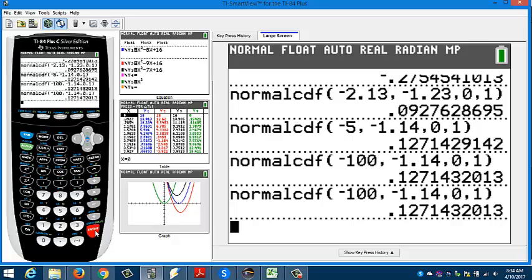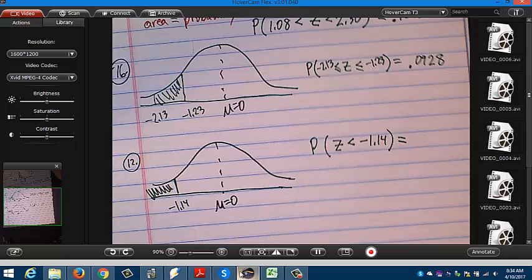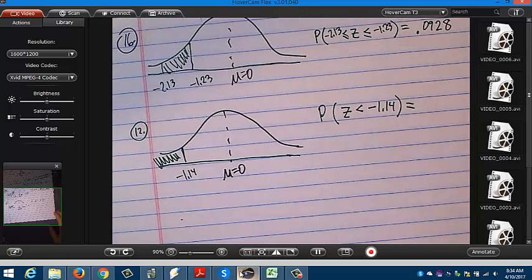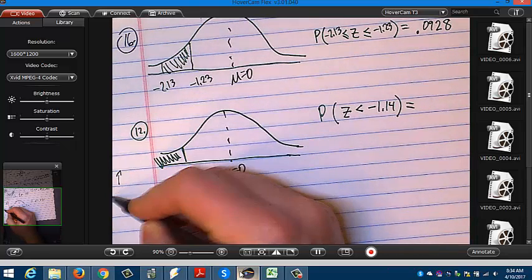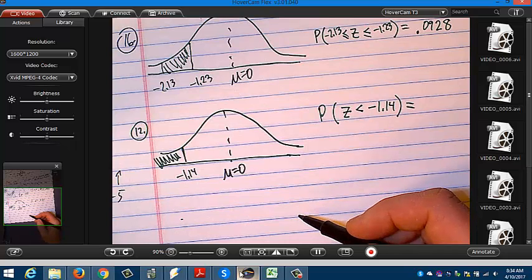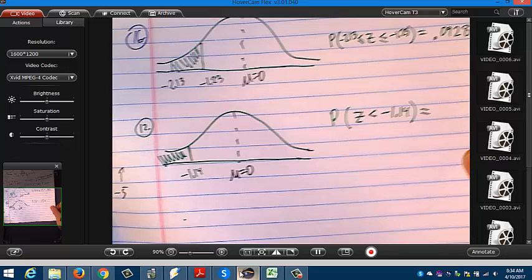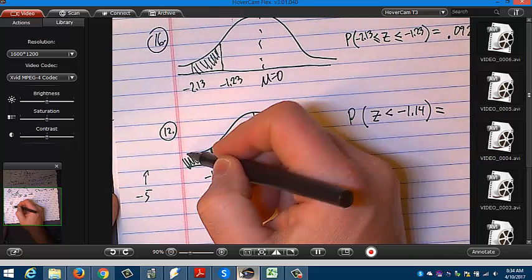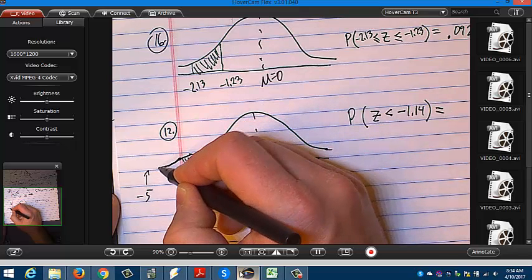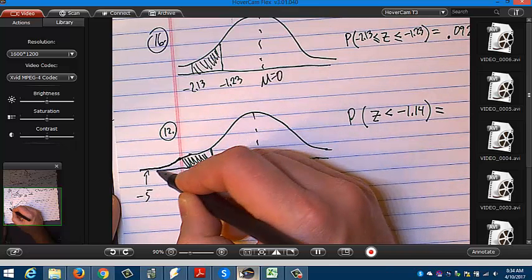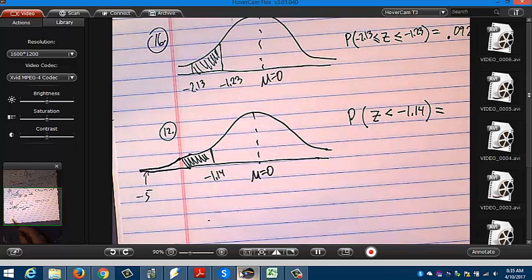Now, why does it work? Let me explain. On the picture, think about what we did. What did I use as my lower bound? I used negative 5. What did Sarah use? She used negative 100, or it was even smaller than that, right? But what happens is this curve, remember I talked about an asymptote? It gets really, really close to the z-axis, right? And so if you move farther left than about negative 5 standard deviations, there is so little area that it doesn't matter.